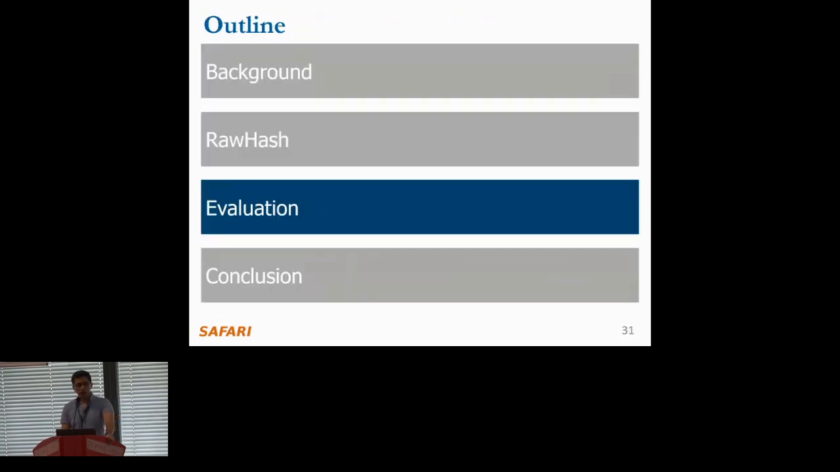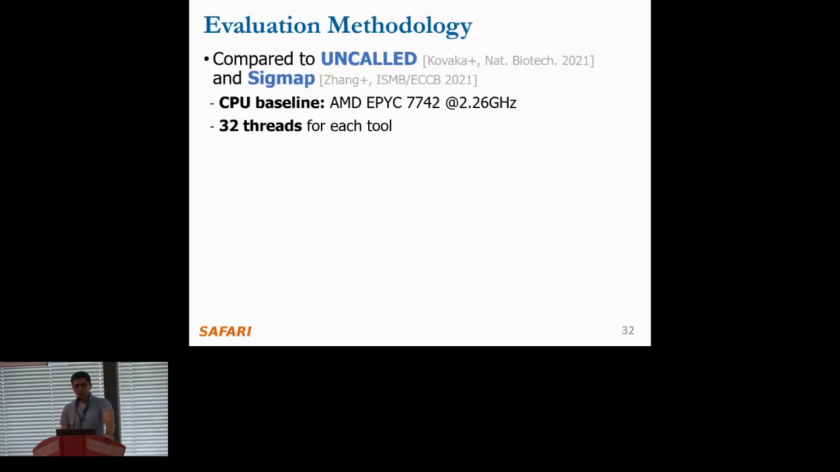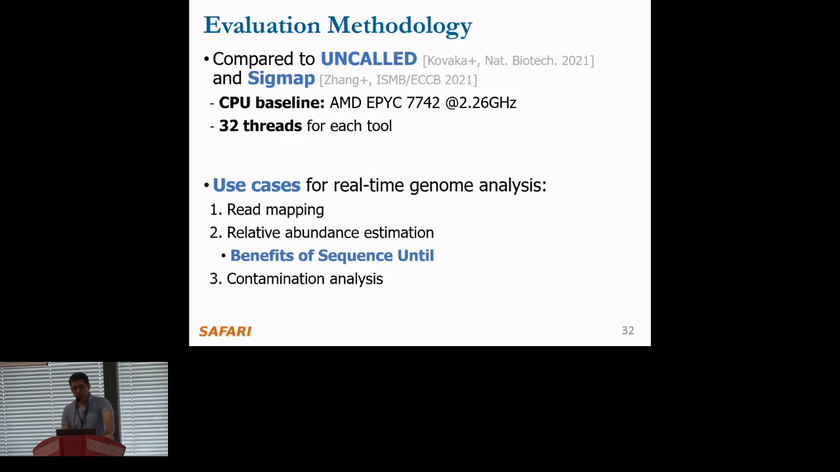So I'll now move to our evaluation. We compare RawHash with two state-of-the-art works, UNCALLED and Sigmap. And we have three use cases for real-time genome analysis. So read mapping maps the reads to reference genome. Relative abundance estimation identifies the ratio of each genome in a particular sample. We also briefly show the benefits of the sequence until mechanism for this particular use case.